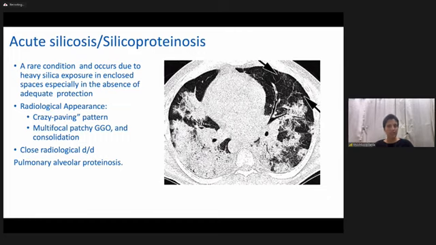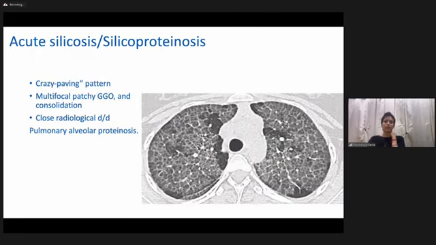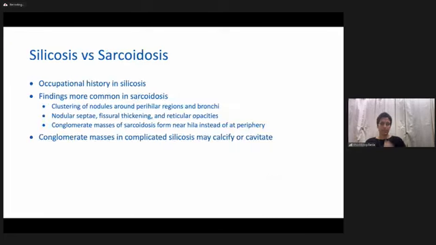So when you see such a presentation, in obviously a patient who has a very typical history of highly concentrated silica exposure, then you should be thinking of acute silicosis or silicoproteinosis. A common radiological differential is pulmonary alveolar proteinosis, but the same picture can be seen with acute silicosis, given the history as we discussed.